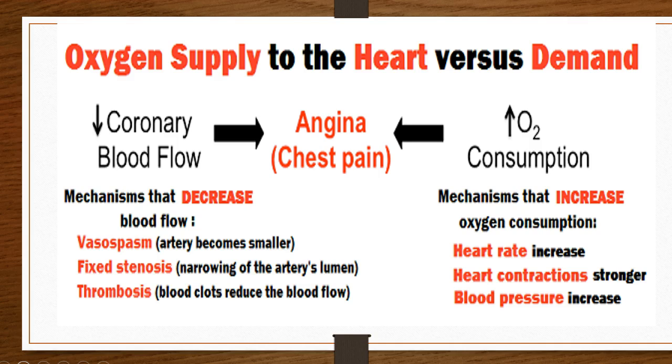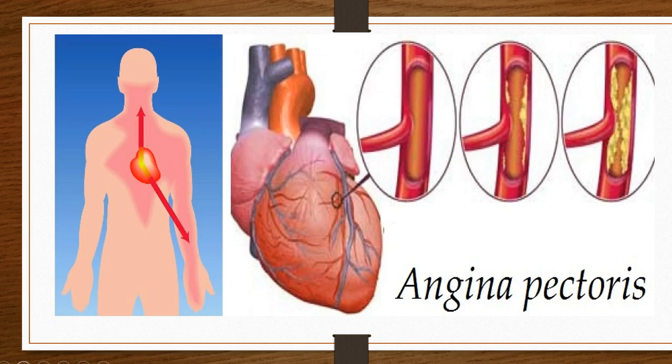And this is just another way to look at it. Basically, your coronary blood flow goes down, and it causes chest pain. Your O2 consumption goes up, your blood flow goes down, you're having chest pain. So mechanisms that decrease blood flow: spasms, fixed stenosis, narrowing of the artery, and thrombosis, clots. Mechanisms that increase your oxygen consumption: your heart rate increases, your contractions are stronger, and your blood pressure increases.